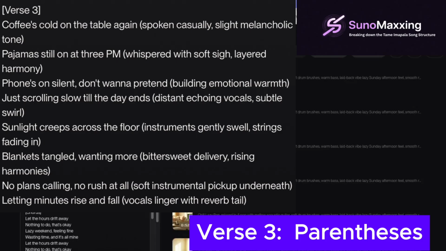We're actually going to call it at verse 3, but let's talk a little bit about what's put in here. I'm not going to go through all of them, but: spoken casually, slight melancholic tone, building emotional warmth, distant echoing vocals, subtle swirl, bittersweet delivery, rising harmonies, vocals linger with reverb tail, soft instrumental pickup underneath. These are just a few of the different directions we're trying to take these individual lines. I don't think all of them are going to hit, but let's see what comes out so we know what we should focus on and what we should maximize. Suno Max.